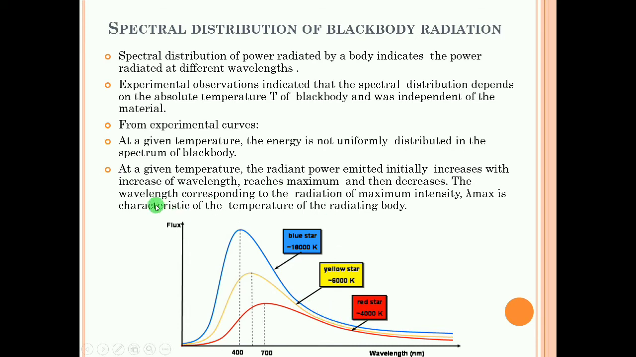The wavelength corresponding to the radiation of maximum intensity, that is this wavelength, is known as lambda max. It is nothing but the characteristic of the temperature of the radiating body. That is, it is shifting towards the left hand side when we are increasing the temperature.